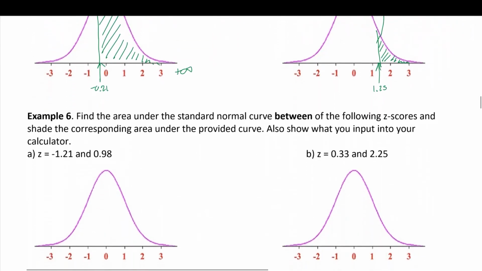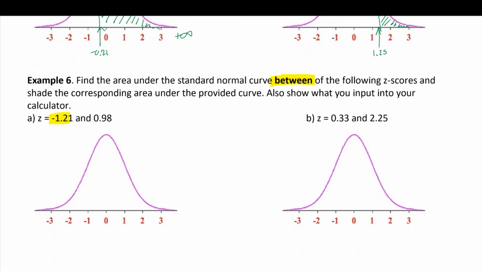All right, so we did to the left, we did to the right. What's left? Well, what if we're looking between two values? Between two specified values. So two numbers have to be specified in this case. So we have a lower bound, a leftmost bound, and a rightmost bound.